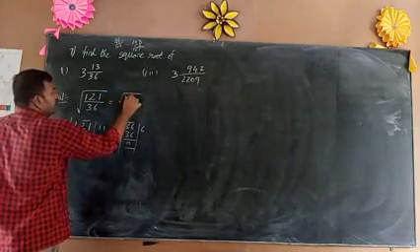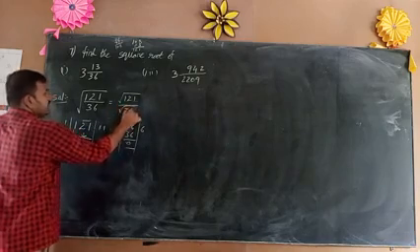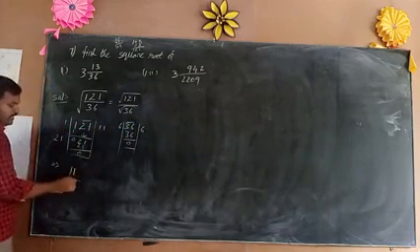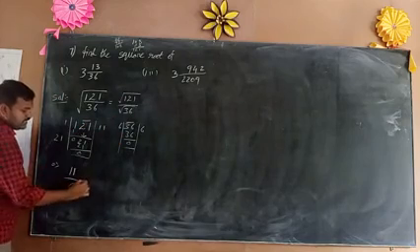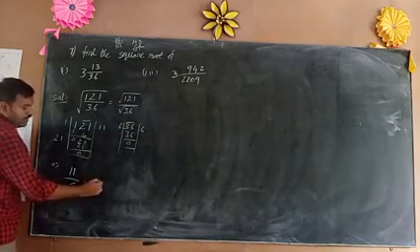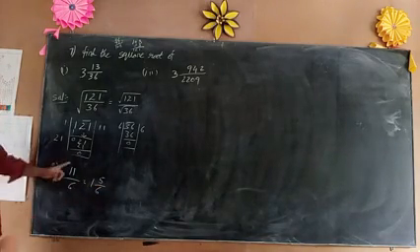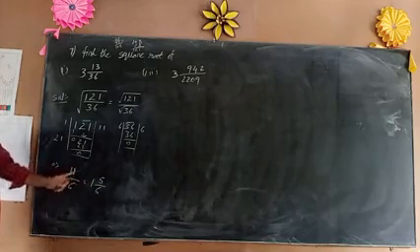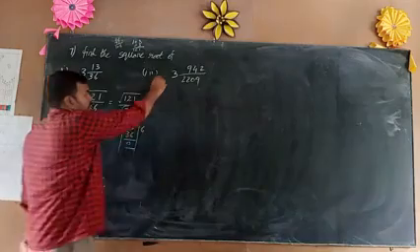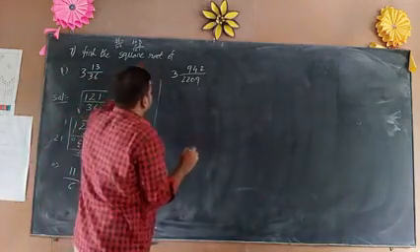Root of 121 and root of 36. The root of 121 is 11. Root of 36 is 6. Changing into a mixed fraction, 11 by 6: 1 times 6 is 6, so the remainder is 5, giving 1 5 by 6. Now coming to the next sum. See this third sum.